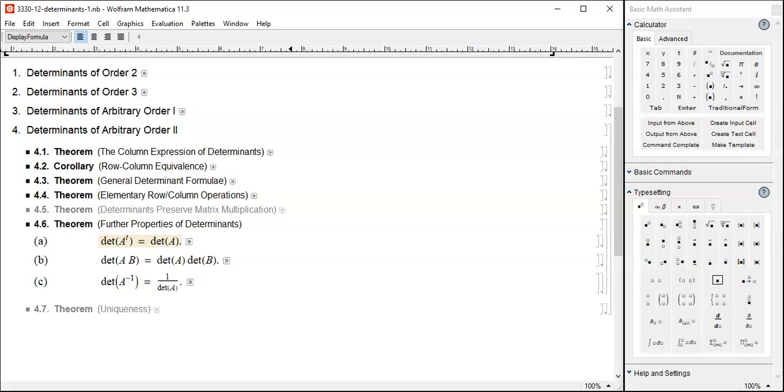How about some further properties of determinants? Determinant of transpose is the same as the determinant of the original. That comes from row-column equivalence, so that's trivial. Determinant of the product is the same as the product of the determinants. And that's difficult to prove, but we will prove it in a separate video. The third one, determinant of the inverse is 1 over the determinant.